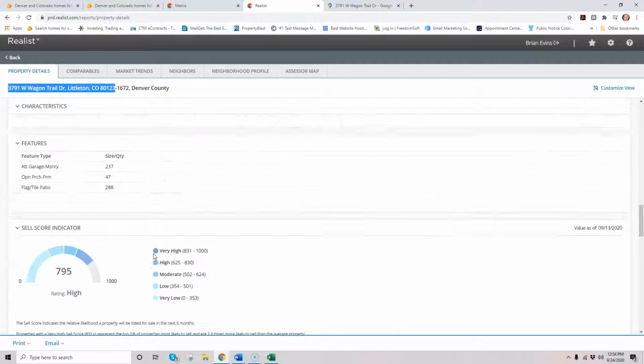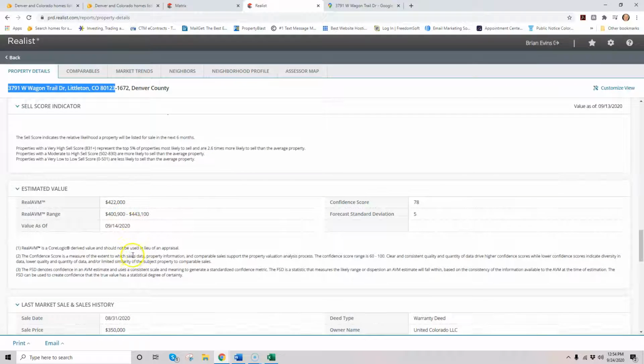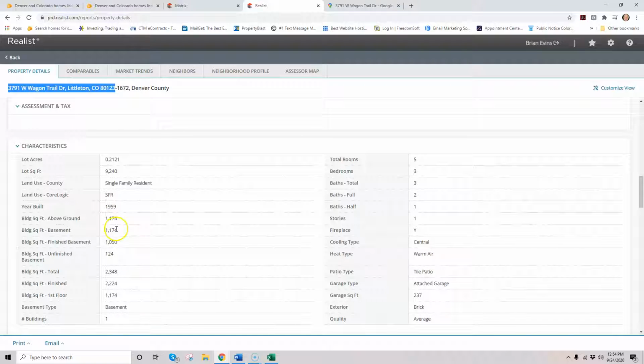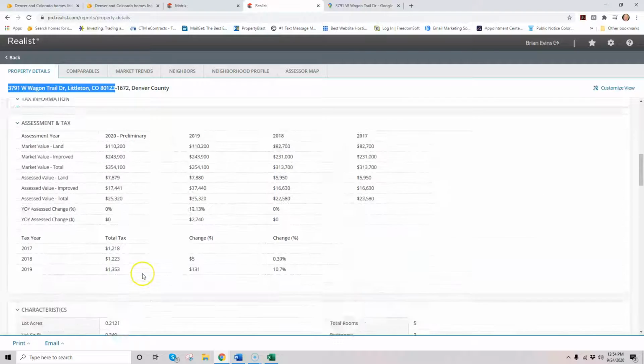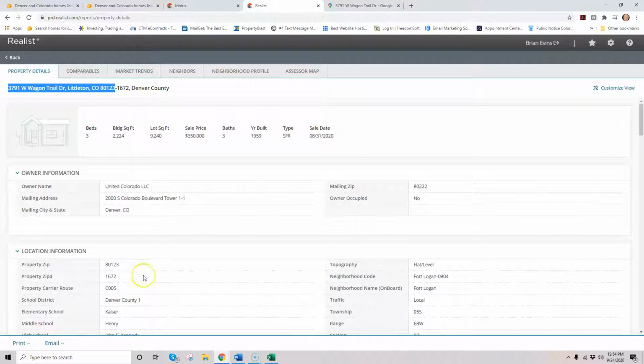Don't ever pay attention to this value, it never works. Here's the total square footage. That's what we're after right here, 2348. And then we want to see what they sold this thing for. So sales price at 350 on 8/31. So just last month they sold it for 350.